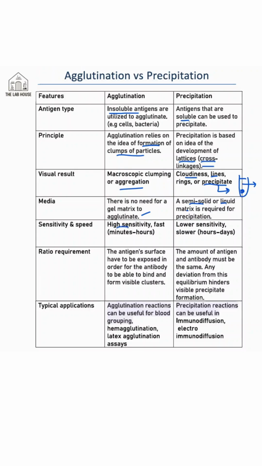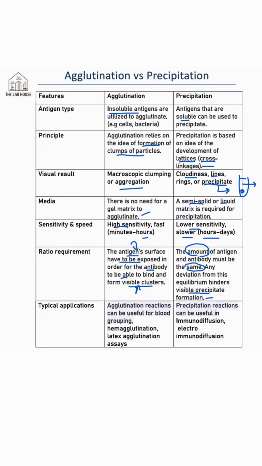Sensitivity: high sensitivity, fastest result minutes to hours, while in case of precipitation, low sensitivity, slower result hours to days. Ratio requirement: the antigen surface has to be exposed in order to bind with the antibody to form visible clusters, while in case of precipitation, the amount of antigen and antibody should be the same to form visible precipitate formation. In agglutination, the amount is not required, only the antigen surface should be exposed to the antibody to form visible clumping, while in precipitation, the amount of antigen and antibody have to be the same in order to form visible precipitate formation.